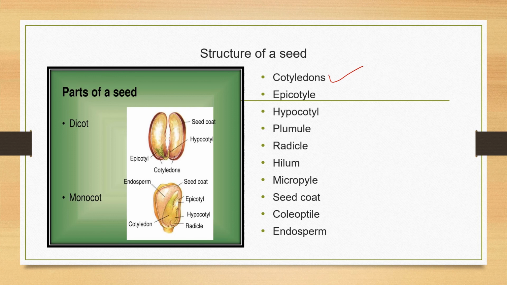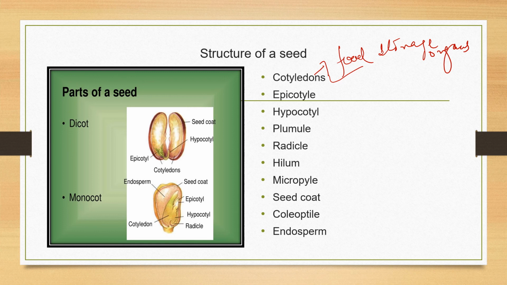Just now we have discussed the cotyledons. What are these? These are the food storage organs that function as the first seed leaves. They are the seed leaves, acting as the first seed leaves.